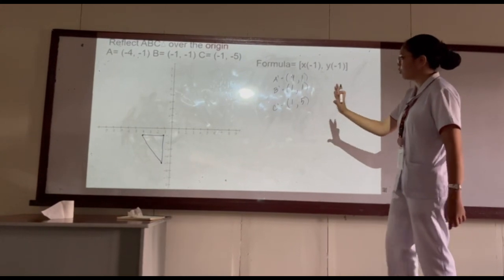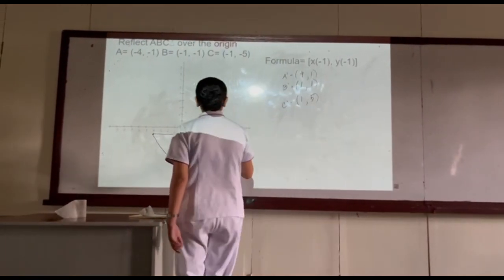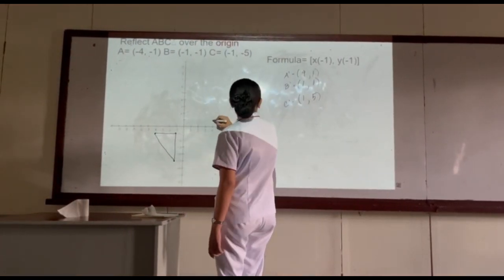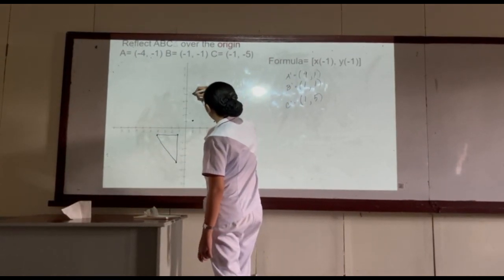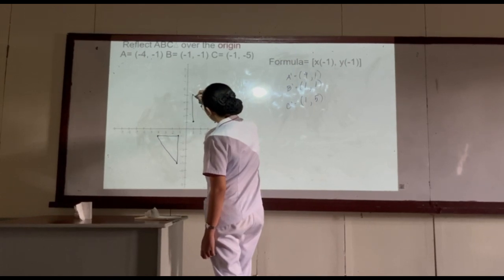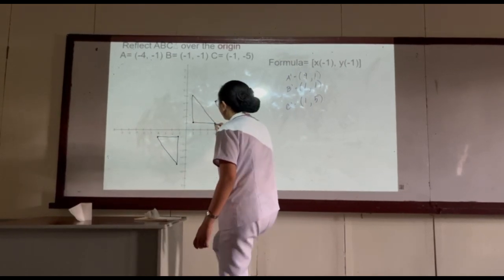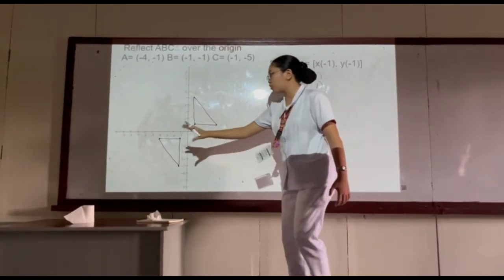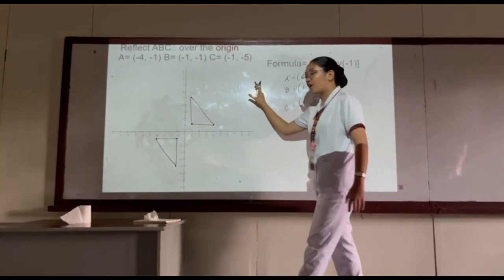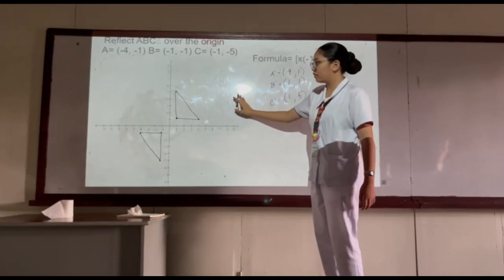Now let's plot them. So 4 and 1, 1 and 1, and 1 and 5. As you can see, the image was reflected from its origin to another side of the graph.